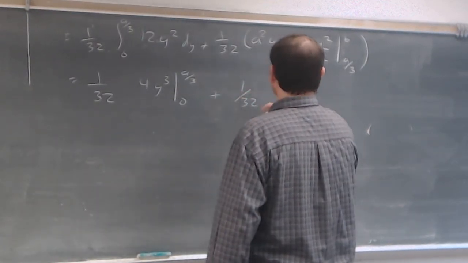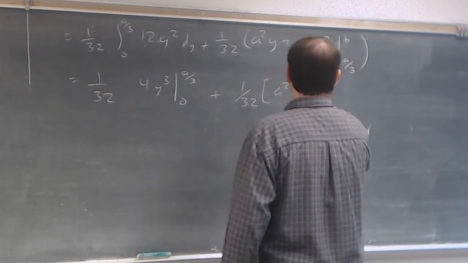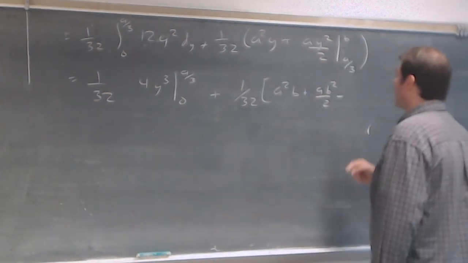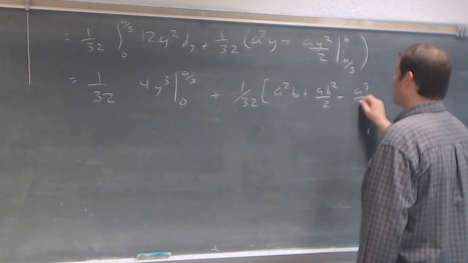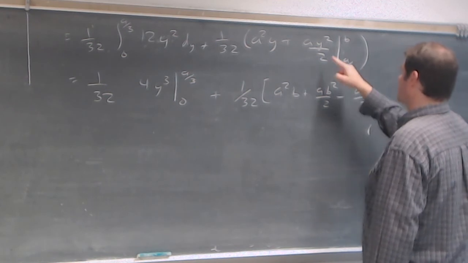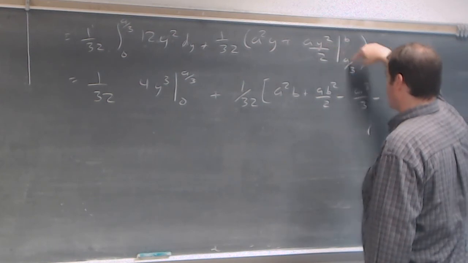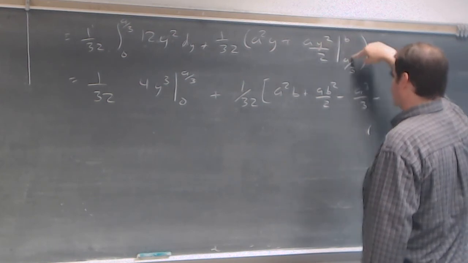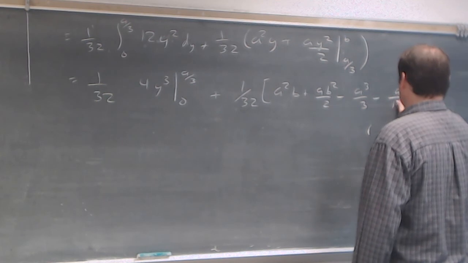Plus, I think it's okay, 1 over 32. Here, when I let y be b, I'd have a squared b plus a b squared over 2, minus, when I let y be a over 3, this will be a to the third over 3 minus, here I will get a to the third, when I square, remember I'm squaring this here for y, so it's a squared times a, that's a to the third. And then the 3 in the bottom being squared, so that's 9 times 2, that's 18.